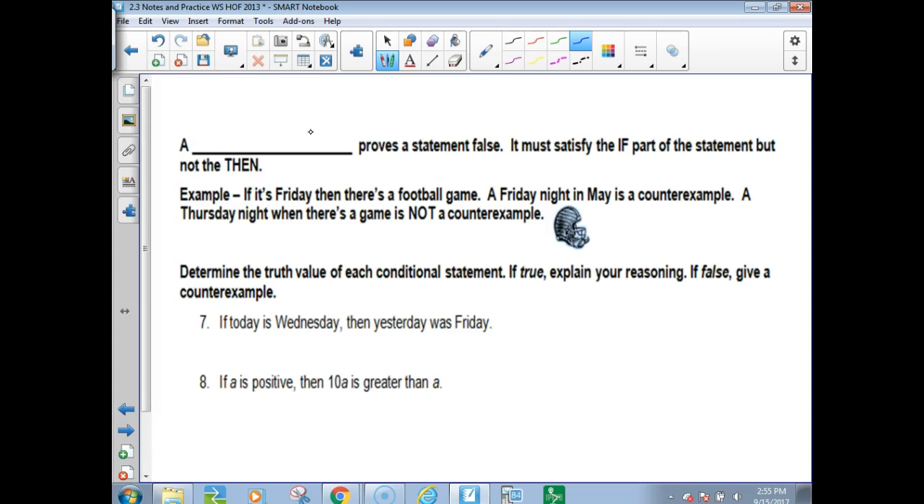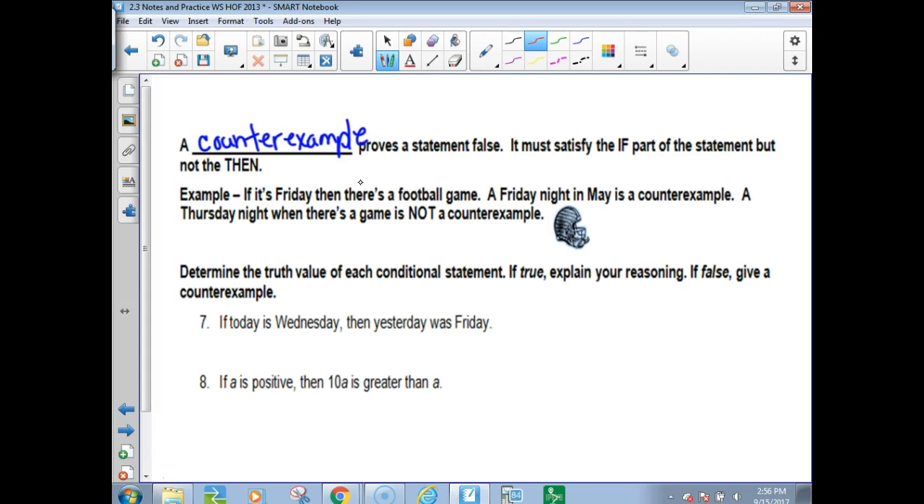What was it we talked about yesterday that proves a statement is false? Yes, a counterexample. So a counterexample proves a statement is false. It must satisfy the if part of the statement, but not the then. So for example, if a statement said, if it's Friday, then there's a football game. Good luck, guys, tonight. What about a Friday night in May? Are you playing football? No. So that would be a counterexample, picking a Friday when there isn't a game.